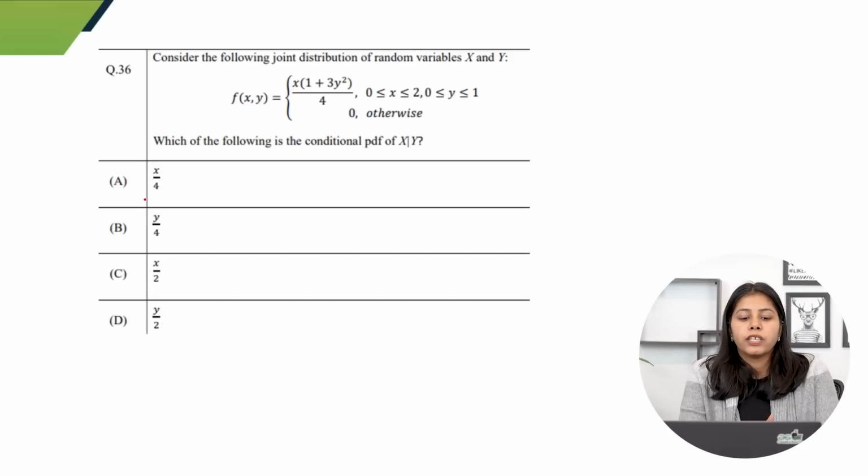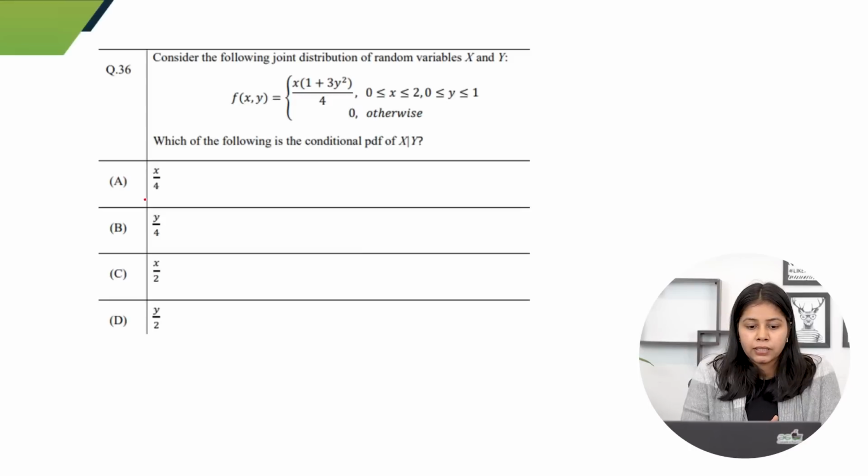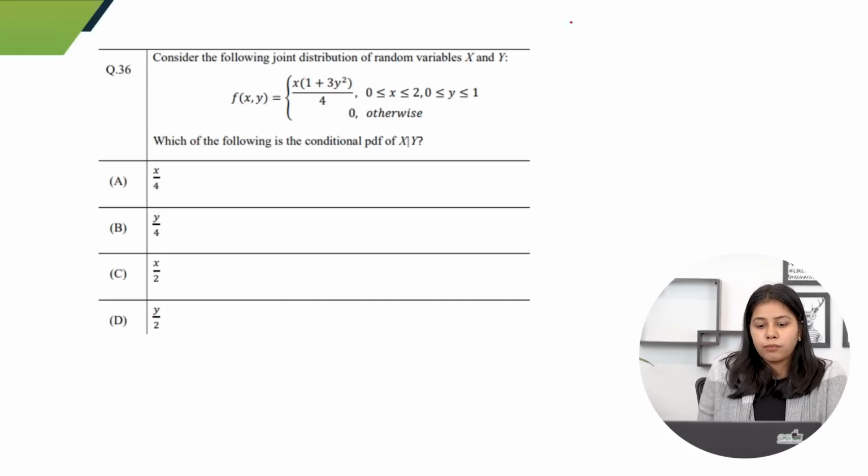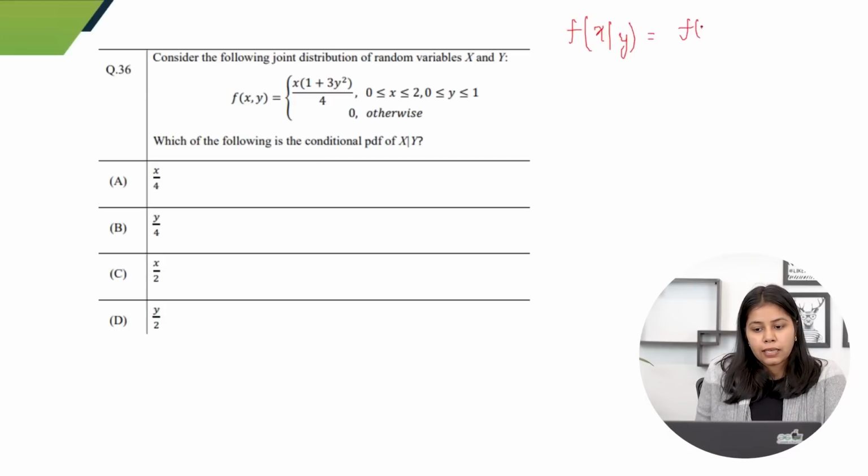Now, the next question we have is from probability. It says, consider the following joint distribution of random variables x and y, and we have been given this f(x,y) function. They are asking me to find the conditional probability density function of x given y. That means I have to find f of x given y. I can write this as f(x,y) upon f(y), right? So f(x,y) I already have. That means I have to find f(y).